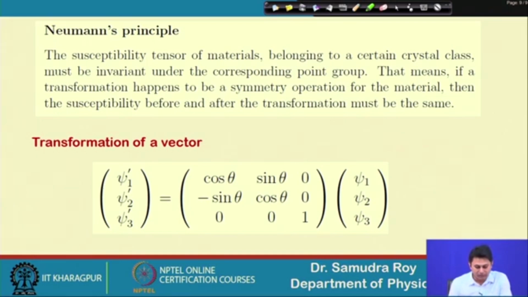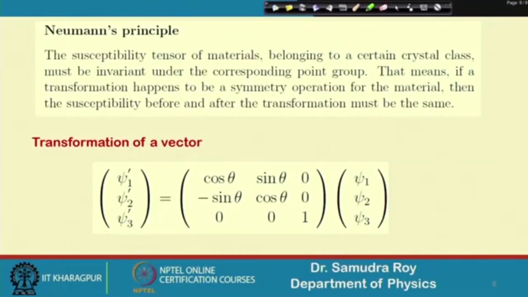So, if we make a symmetry transformation operation over this material, then the susceptibility before and the susceptibility after the transformation must be the same. If I put some kind of operation, and because of that the susceptibility tensor changes, then the new susceptibility tensor and the old one before the operation are supposed to be the same thing if my operation is a symmetry operation.